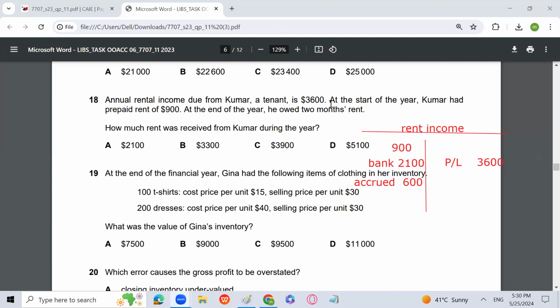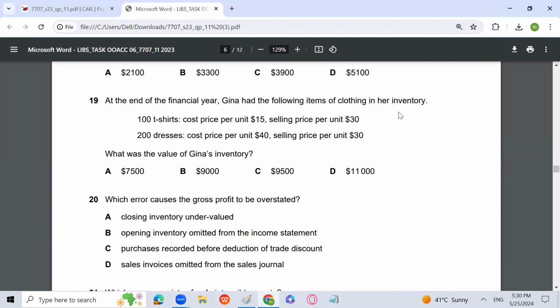Next question is for inventory valuation. It says that at the end of the financial year, Gina had the following items of clothing in her inventory. 100 t-shirts, cost price 15 per unit, selling price per unit is 30. You have to take the inventory valued at cost or NRV, whichever is less. 100 into 15, 1,500. 200 dresses, cost price 40, selling price 30. You will take the lesser price, 200 into 30, that is going to be 6,000. 6,000 and 1,500 is going to be 7,500. So what was the value of Gina's inventory? That is 7,500. A is the answer.